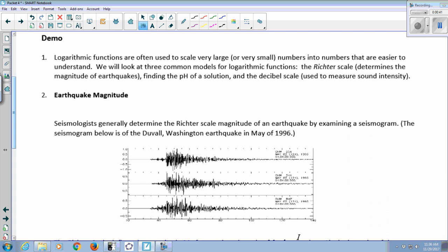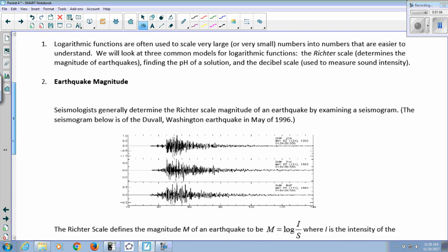So log functions are often used to scale very large or very small numbers into numbers that are easier to understand. So we'll look at 3 common models for log functions. In the demo, we're going to look at the Richter scale, which determines the magnitude of earthquakes. And then in the activities, you're going to look at the pH of a solution and the decibel scale.